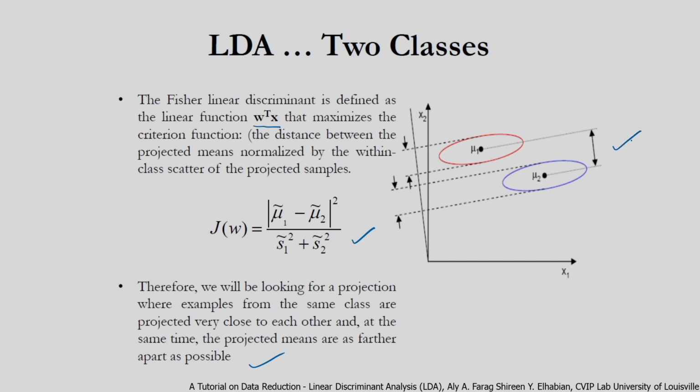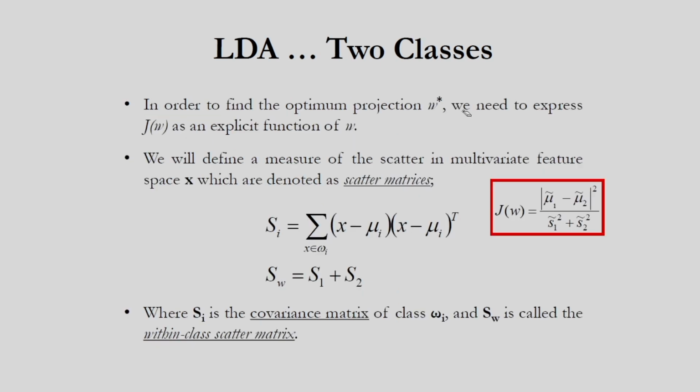So this concept I am showing here again. That means the maximum separation between the classes, but samples from the same class are projected very close to each other. In order to find the optimum projection W star, we need to express J(W) as an explicit function of W. So I have to find that J(W), the criterion function.